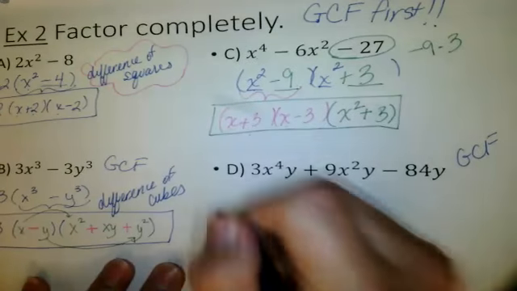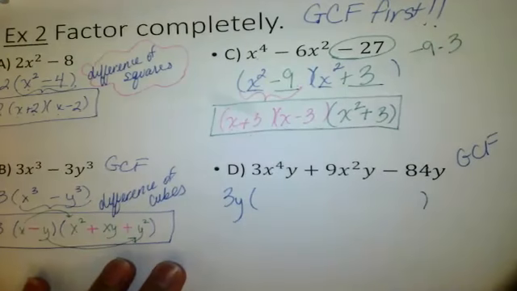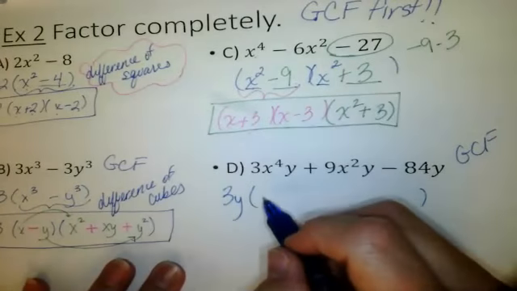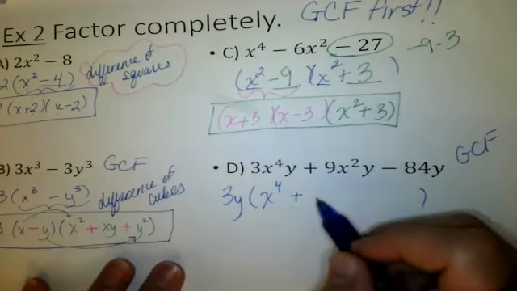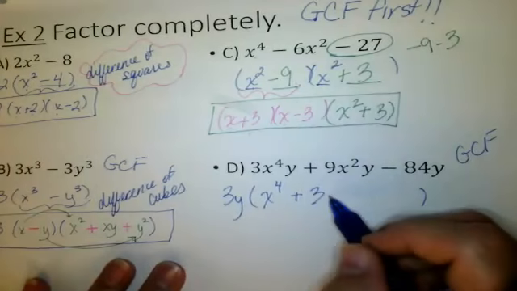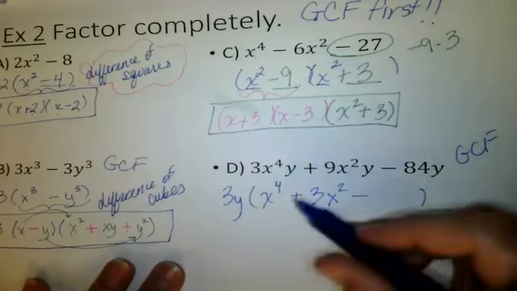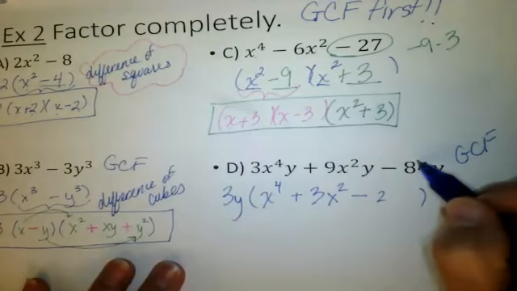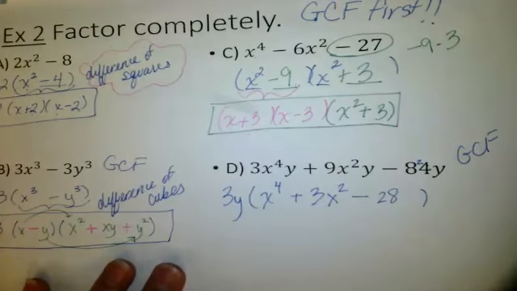All right, so let's take out a 3y. What's left behind if I take out a 3y? X to the fourth plus 3x squared minus... 3 goes into 8 2 times with 2 left over. 3 goes into 24 8 times. There you go.